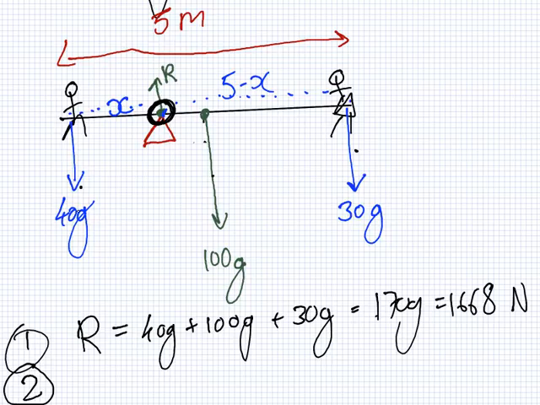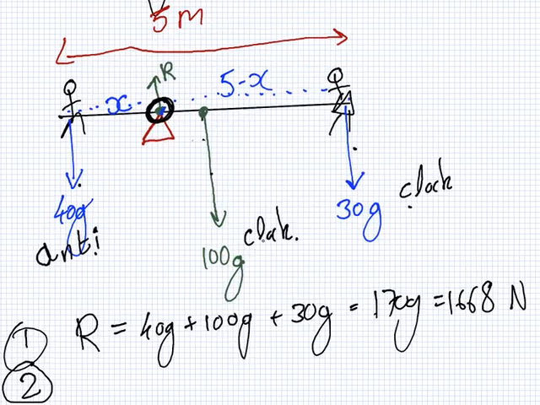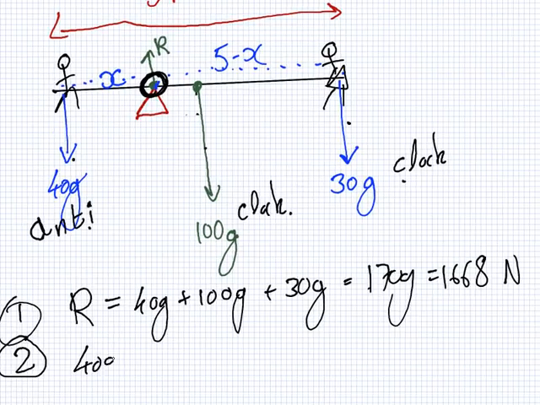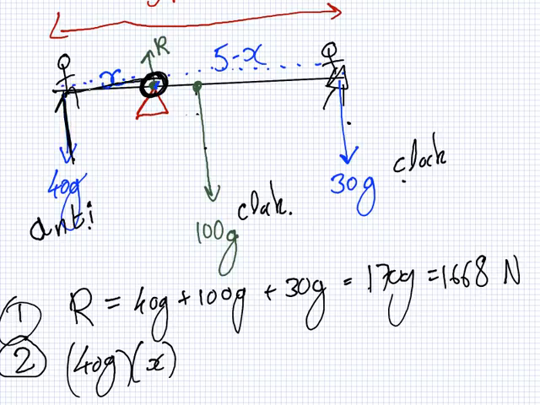So, which way will this turn? Clockwise or anti-clockwise? This one is anti-clockwise. This one clockwise, and this one clockwise. So this one should equal this one plus this one. Right, so we have 40g multiplied by x, because it's the force multiplied by the distance. Remember the formula?